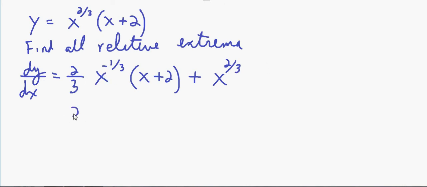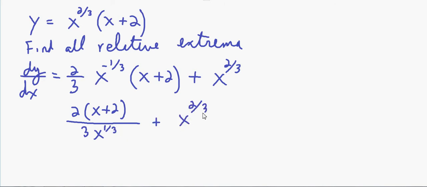So just to rewrite this, we're going to have 2 times x plus 2 over 3x to the 1/3, plus x to the 2/3. Simple enough. Now we want to get this all together here. That's the easiest way to find out where something equals zero. If it's one big fraction, then we can factor the top and the bottom separately.